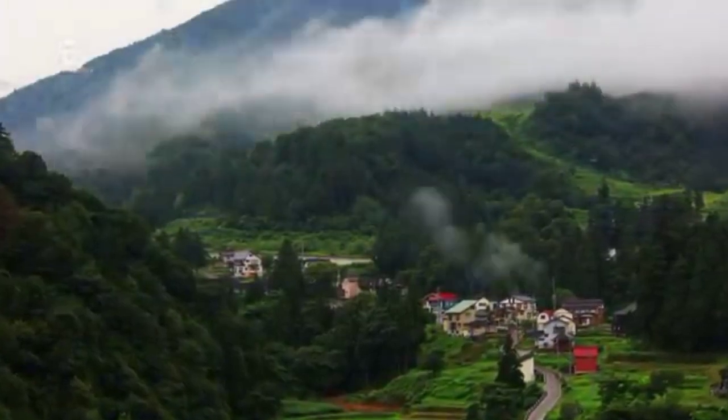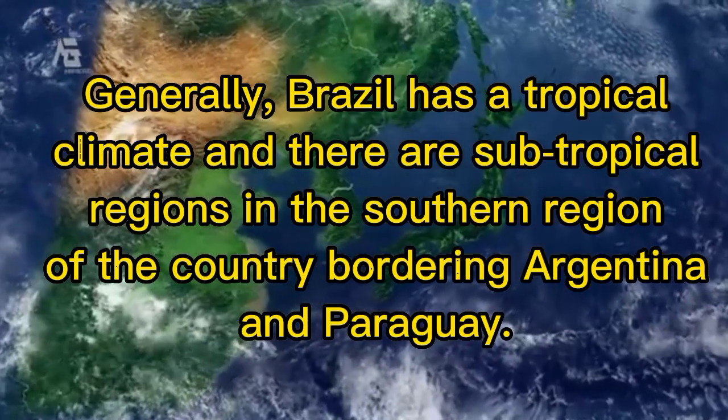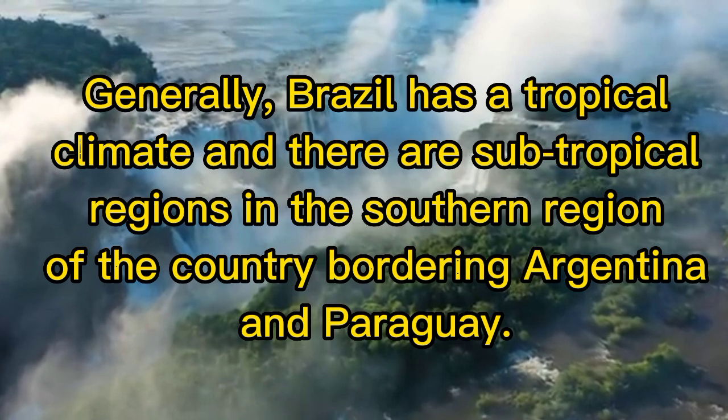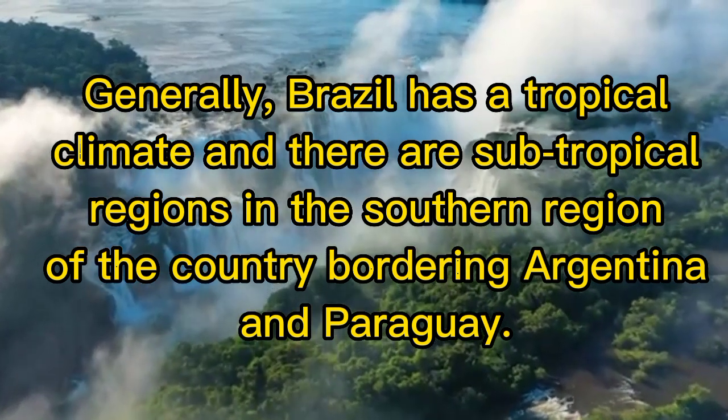Generally, Brazil has a tropical climate, and there are subtropical regions in the southern region of the country, bordering Argentina and Paraguay.